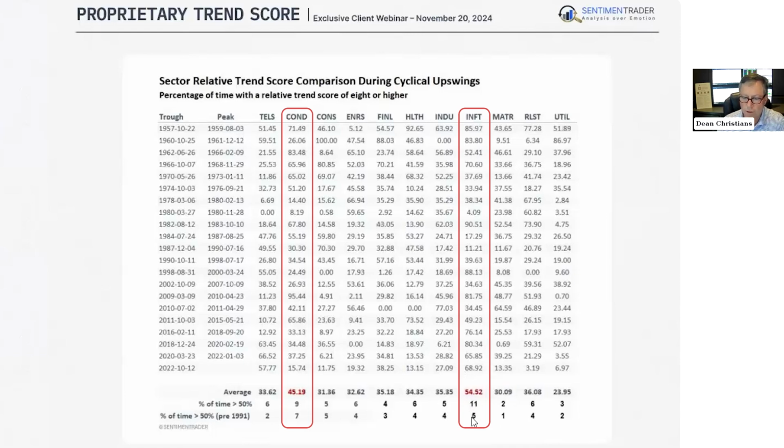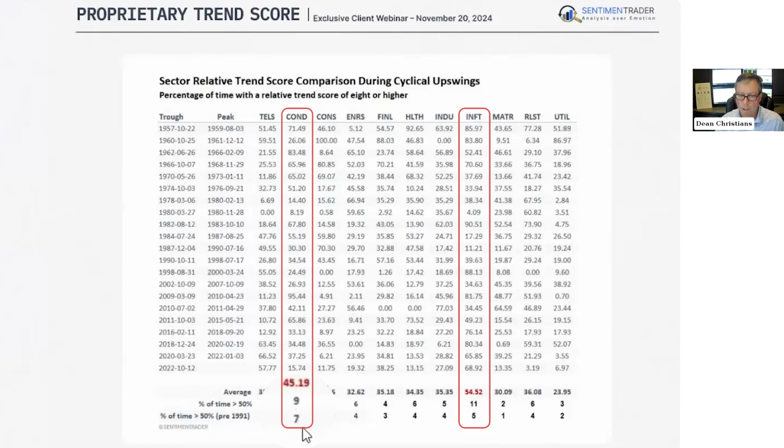And just to show you, we know over the last 30 years, it's been a growth-oriented market predominantly. I mean, obviously you had the value commodity period from '03 to '07, but generally speaking, from about '90 to current day, it's really been dominated by growth stocks. But even pre-1991, if we look at those times when technology had 50% or more of the days with a relative trend score of 8 or higher, we saw that it was 5 times in these cyclical upswings. And that was actually tied for second with staples, and discretionary was 7.